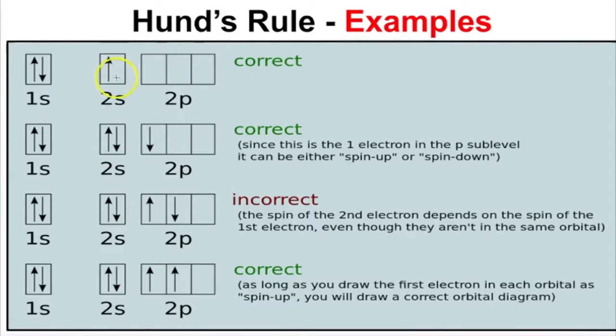Well, if we take a look, this looks like it's a lithium atom. We have 3 electrons. The first 2 are going to go in the 1s orbital, like we see right here. One of them spinning one way, the other spinning the other way. That's acceptable.